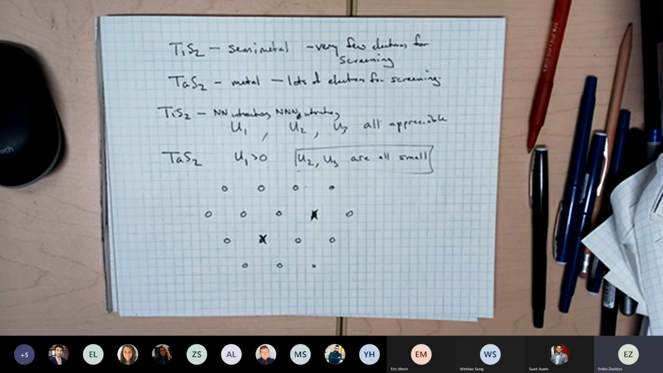Does this change other properties of the metal? So for example, the oxidation states, would those be more ordered in tantalum disulfide rather than titanium, so that you'd have like alternating or repeating oxidation states?